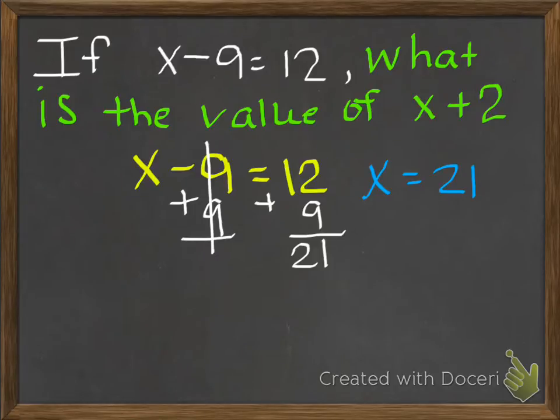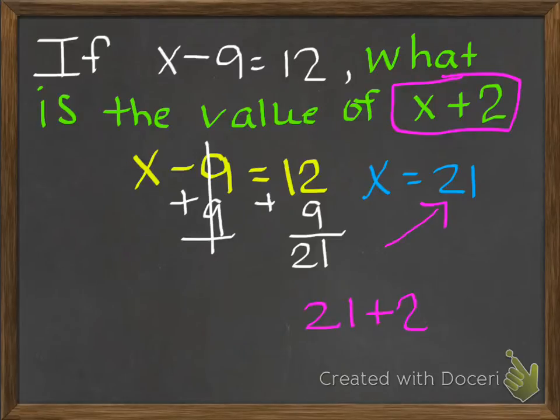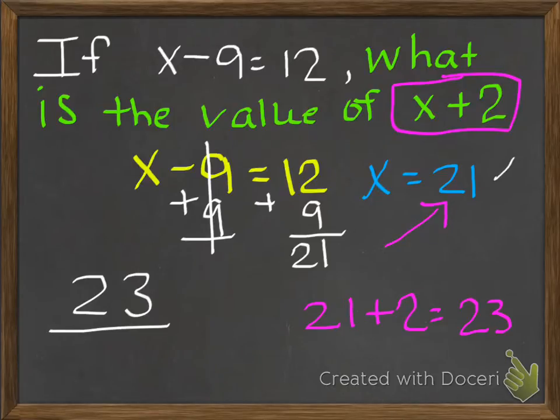So if you look at the next problem, I'm going to outline it in pink. It says, what is the value of x plus 2? So now since we know the value of x is 21, we can say that 21 plus 2 is equal to 23. So our final answer for this problem is going to be 23. Please don't make the mistake and write x equals 23, because if you remember, x is not equal to 23. X is equal to 21, and then we plugged it into the second problem to get 23.